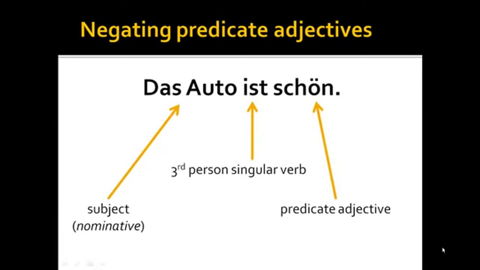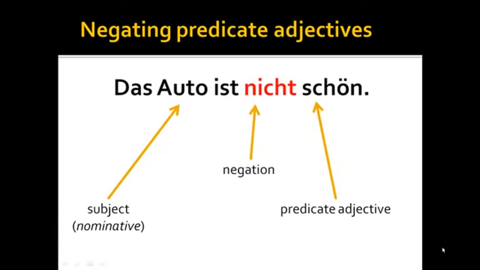Now, if I want to negate this idea that the car is beautiful, how do I go about doing this? Where do I go about inserting the nicht? And the answer to that question is I insert nicht right before the predicate adjective. Das Auto ist nicht schön. The car is not beautiful.